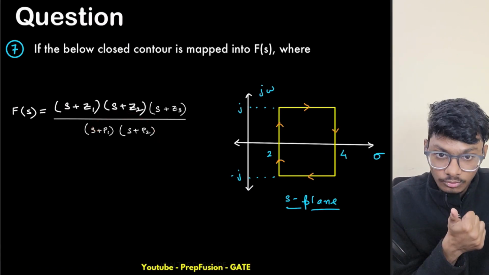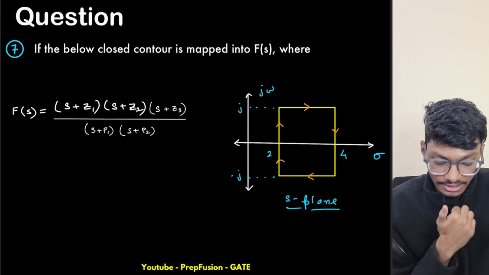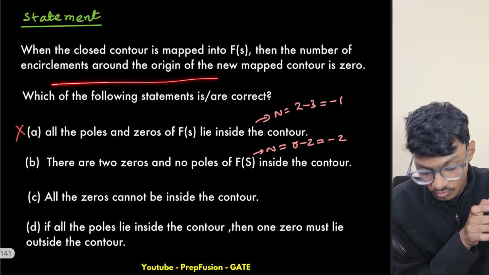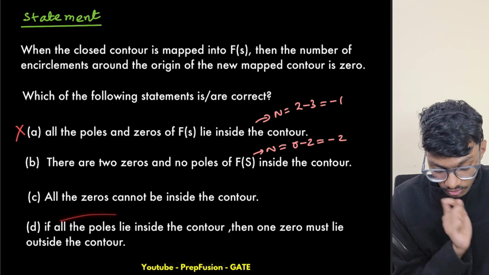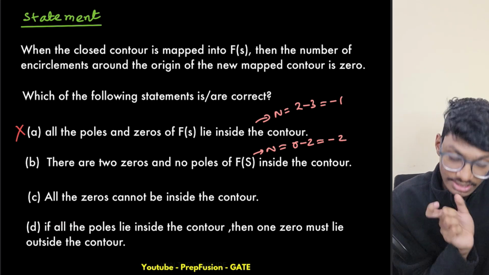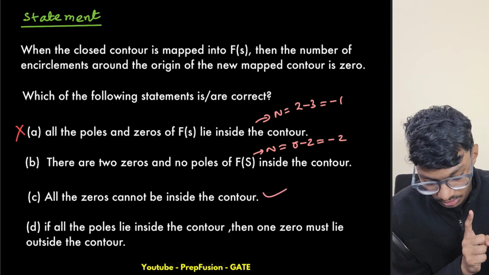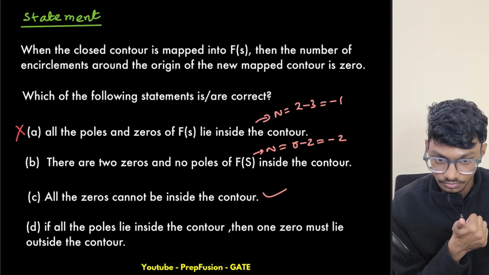If I got 3 poles, then 3 minus 3 becomes 0, and hence the number of encirclements around the origin becomes 0, which is given in the question. So all the zeros cannot lie inside the contour. This statement is true. So option C is true.